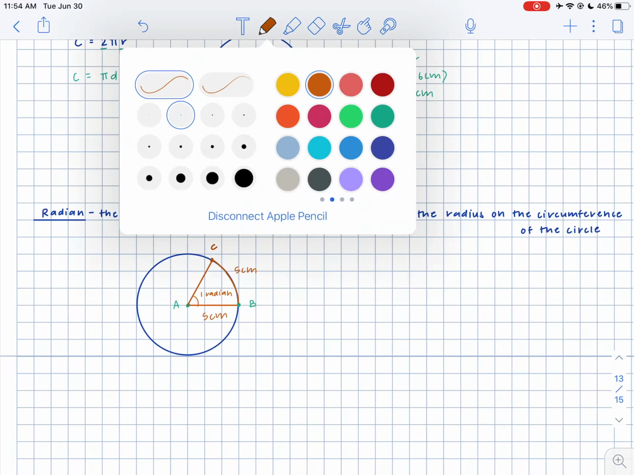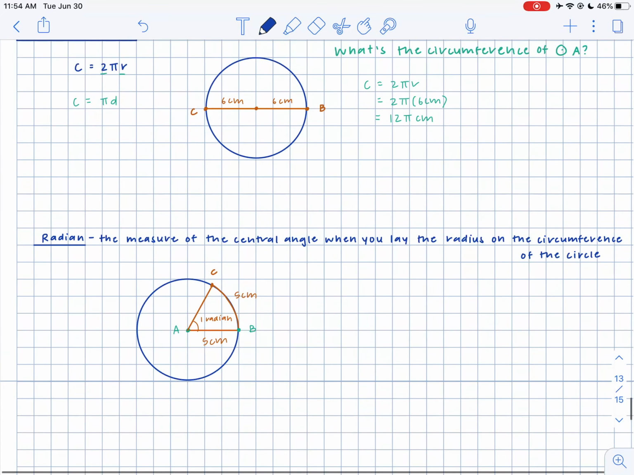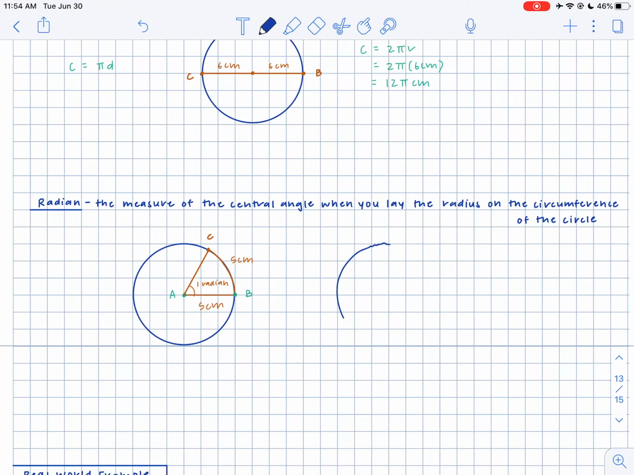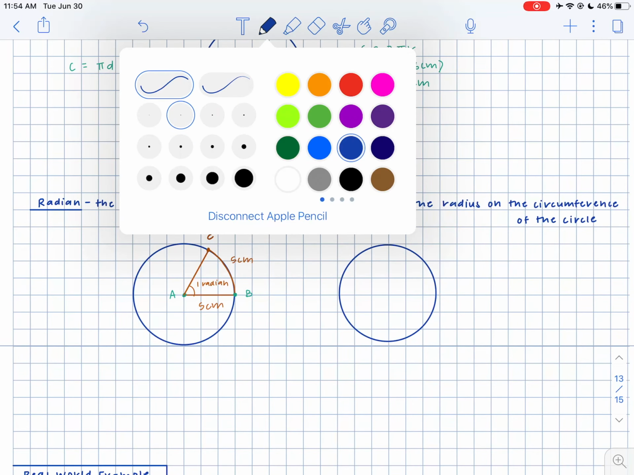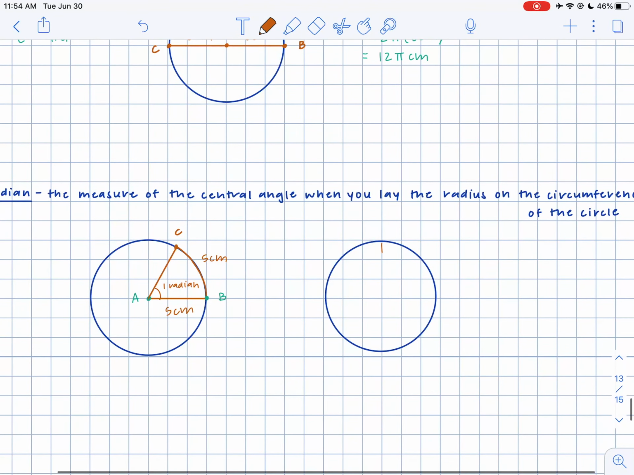Okay, so let's erase, maybe I'll keep this here. I'll draw another circle. Let's draw the same thing we had earlier: A, B, and C. So remember, this angle is 90 degrees.